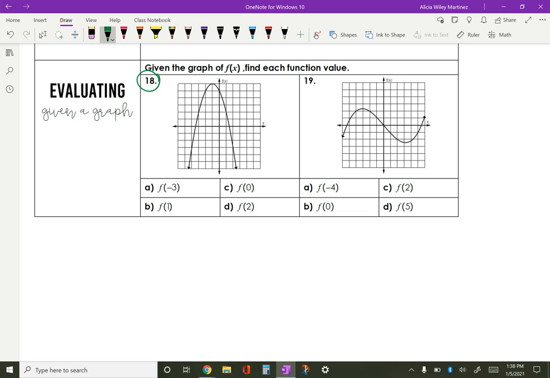So the idea of evaluating: when you evaluate something, it means to find the value of. So your answer is going to literally be a number. We're going to figure out if I put a certain x value into a function, what is my output value, or my y? Okay. So in part A here, they say f of -3, and they're wanting you to figure out what it equals. This value of -3 is representing an x value.